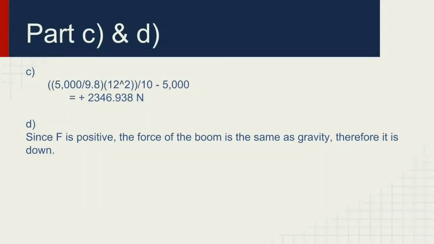5,000 divided by 9.8, which is to find the mass, and then 12 for the velocity instead of 5, divided by 10 minus 5,000 equals 2,346.938. Of course, you can round it again if you'd like, and that's in newtons. But this time, since the F is positive, the force of the boom is the same as gravity, and therefore it's down. So it kind of mixes it up. When F is negative, it's up, and when it's positive, it's down.